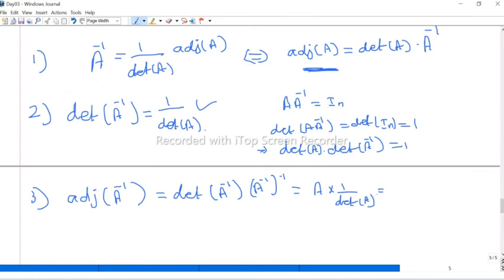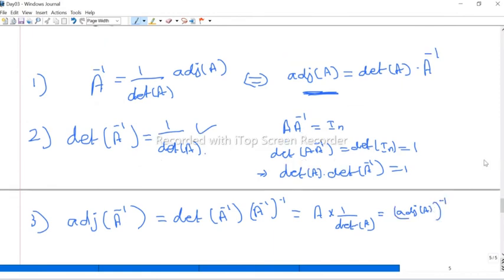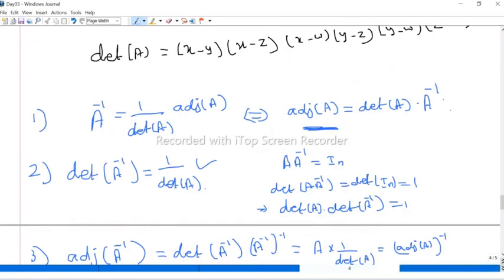So A by determinant of A is nothing but adjoint of A whole inverse. Why? Because adjoint of A we know this. Adjoint of A is nothing but this. Now if you take the inverse on both sides, adjoint of A whole inverse equals determinant of A into A inverse whole inverse. Determinant is a constant, therefore its inverse is nothing but 1 by determinant of A.